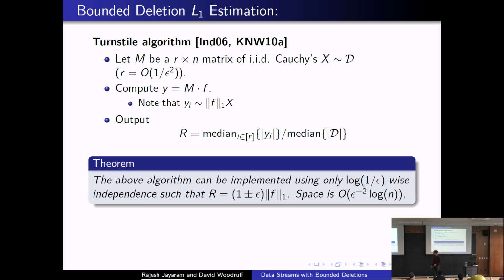And so the theorem for general turnstile streams is that you can implement this algorithm using limited independence, and by limited I mean log of 1 over epsilon, so that it's still a 1 plus or minus epsilon approximation.